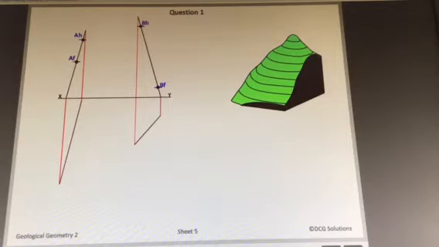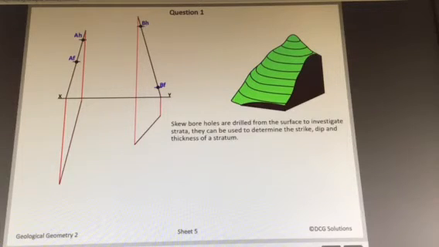Right guys, we're looking at skew boreholes today. Skew boreholes are drilled from the surface to investigate strata. Strata is like whatever substance is below, like coal or whatever. They can be used to determine the strike, dip and thickness of a stratum.